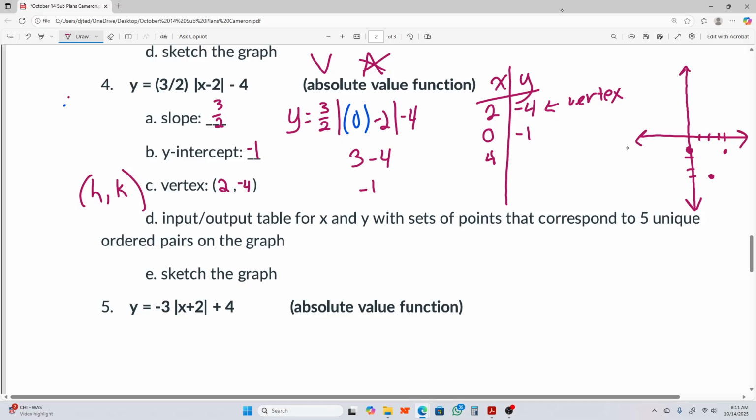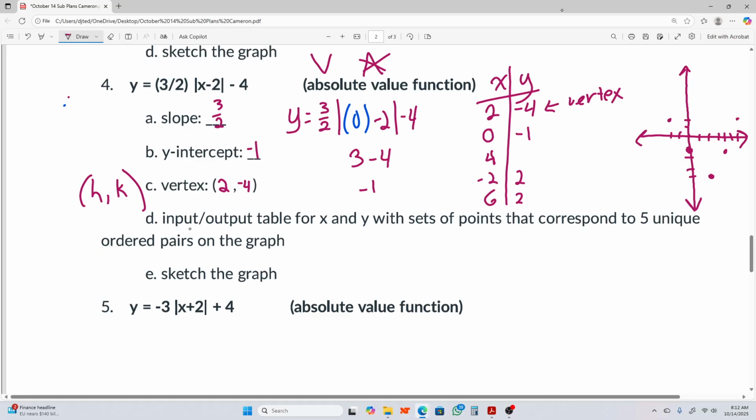And I know that my slope is telling me to go up 3 over 2. So if I go up 1, 2, 3, I'm going to have a point right here at x is negative 2, y is positive 2. And then I also know that's 2 more over, 2 more over, following my slope up 3 over 2. When x is 6, y is 2. And that's 5 points.